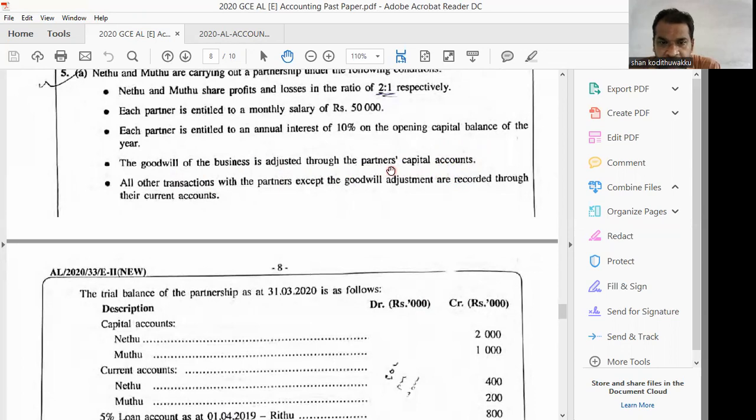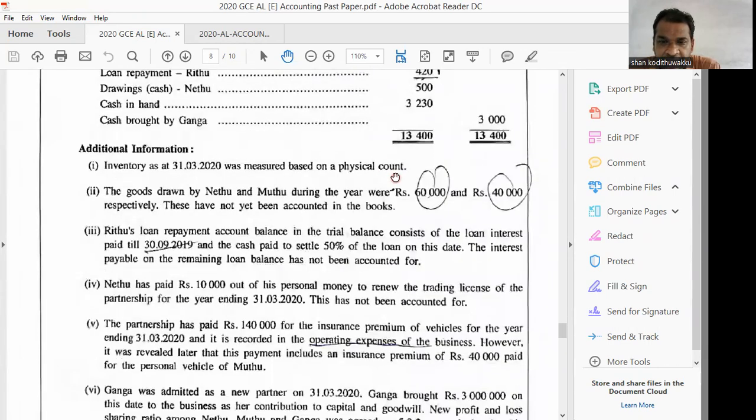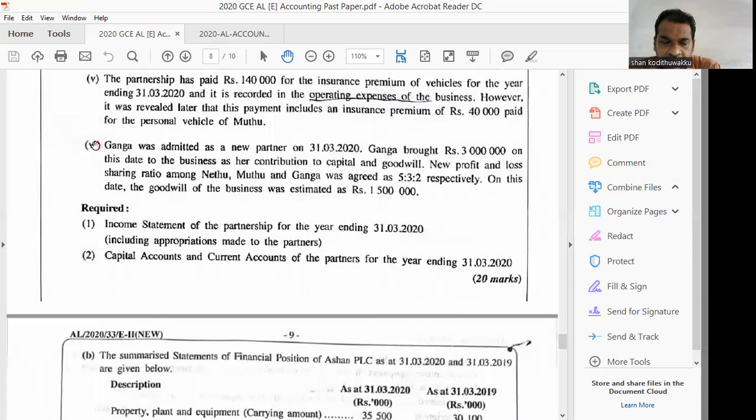Right. Then when you read the question, you will find the goodwill at the end. In adjustment number 6, you are given the goodwill of the business was estimated as rupees 1,500. There is a line on my screen, so you can't see it properly. In the original paper, it is 1,500. Goodwill estimated 1,500. That is 1.5 million.